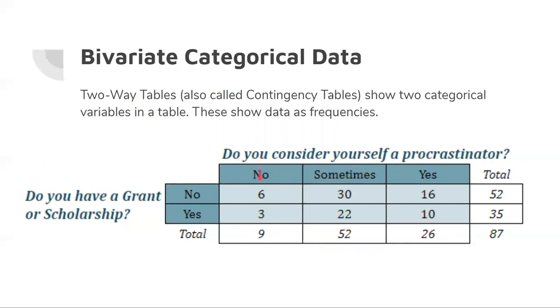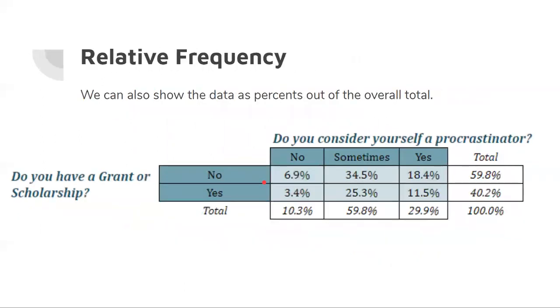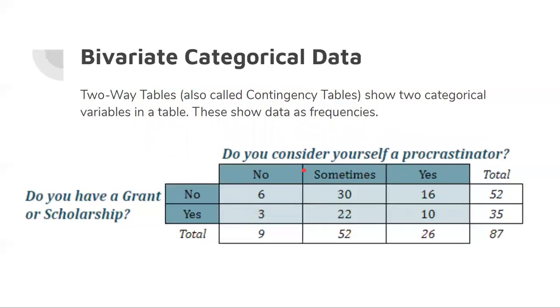So all of those values are in columns here. Okay, that's what relates to the do you consider yourself a procrastinator. So no's, the people that said no, they don't consider themselves a procrastinator. Of those no's, 9 of them said no. So there's my total from my previous table. 52 said sometimes, there's that total from the table. And 26 said yes, there's that total from my previous table.